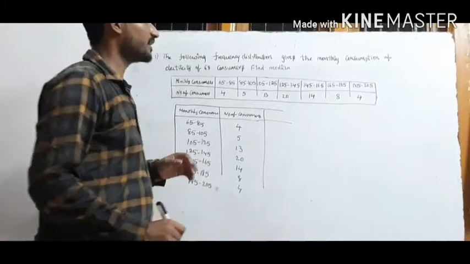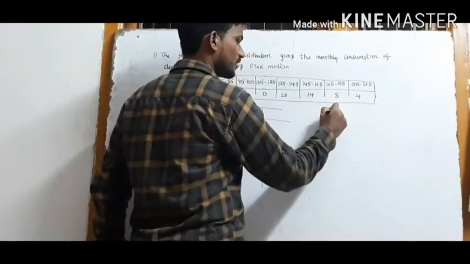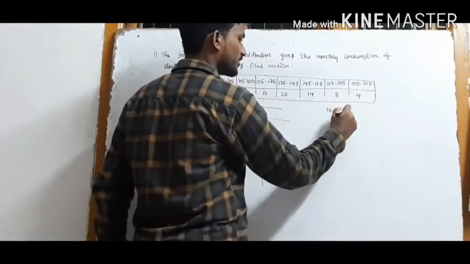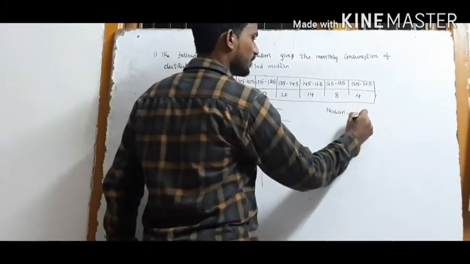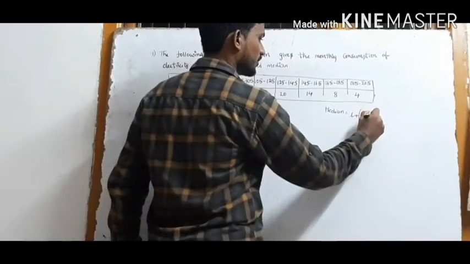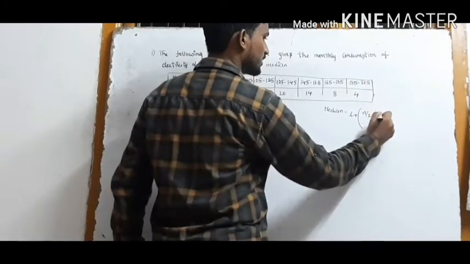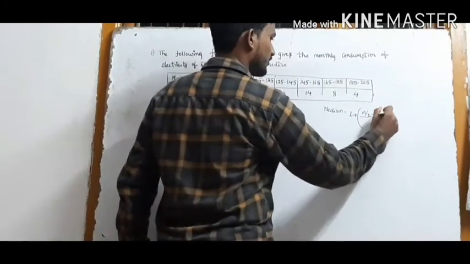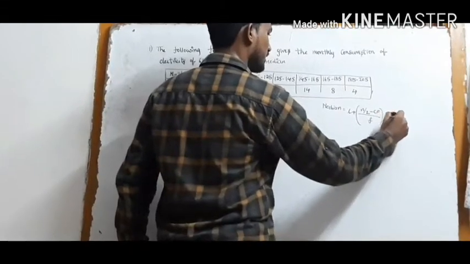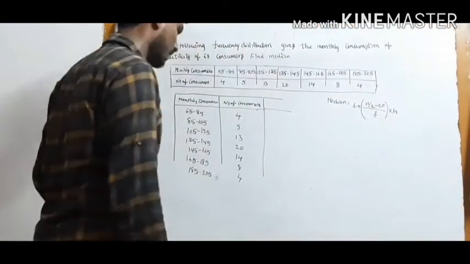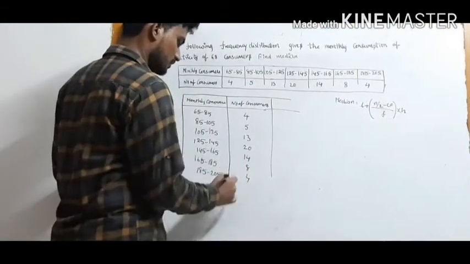For finding the median, we have a formula. Median equals L plus (n by 2 minus cumulative frequency) by f into h. It is the formula for this.